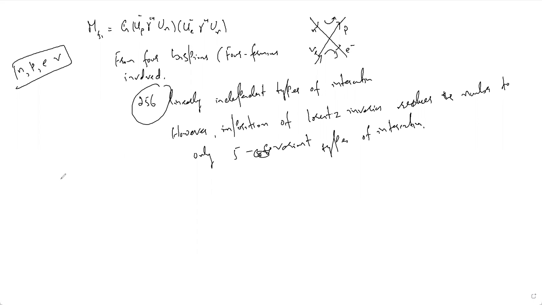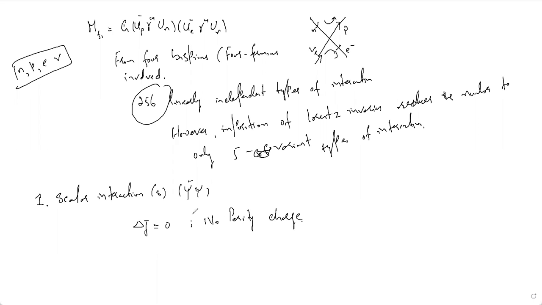So what are those interactions? Now this is the important part of the lecture. First of all, the first one is what we call the scalar interaction. I represent it by the symbol S, and this is given by ψ̄ψ. In this particular case, for the scalar interaction, the selection rule for angular momentum is ΔJ equal to 0. That is, the angular momentum before and after will remain the same. ΔJ is 0, and here there is no parity change. You must have studied parity in detail in the first unit. The parity will not change.